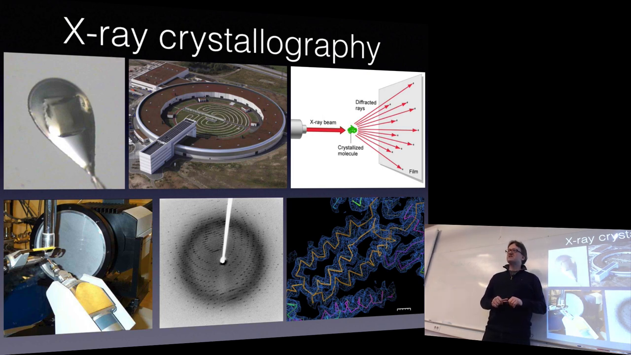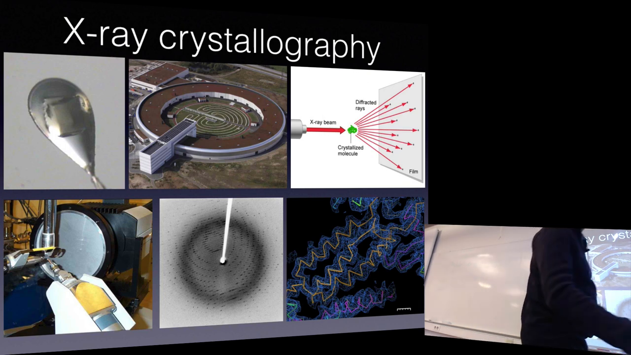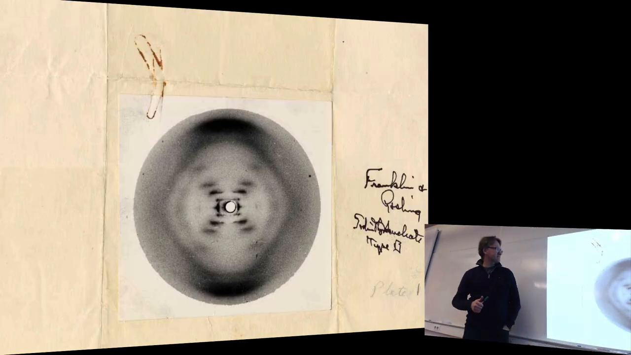So somehow you need to create a model of this and then optimize the model to fit this as well as possible. Which is something we do with computers nowadays, but this was not always done with computers. Do you know what this is? It's a famous plot.